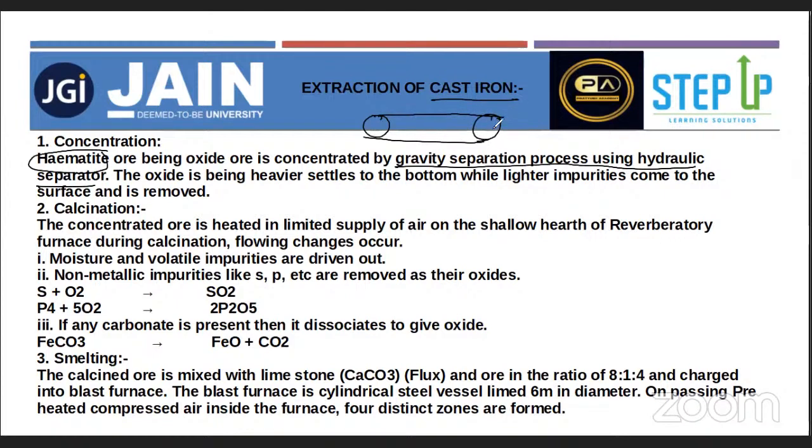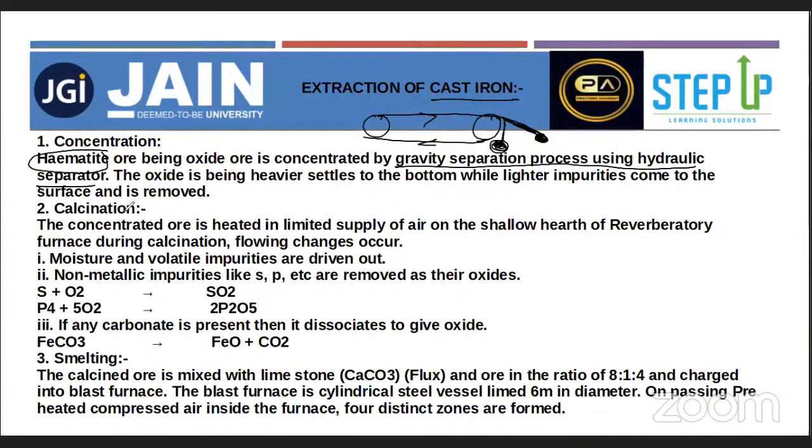Because of the gravity separation, the metal will form somewhere here and the impurities will fall somewhere here, since they have different densities. According to that separation, the heavier particles will fall in this place, and the lighter particles will form here, and this will keep on moving in this direction. This is your hydraulic separator. The oxide, being heavier, settles to the bottom, while lighter impurities come out at the surface. So here you'll get the oxide, and here you'll get the impurities.